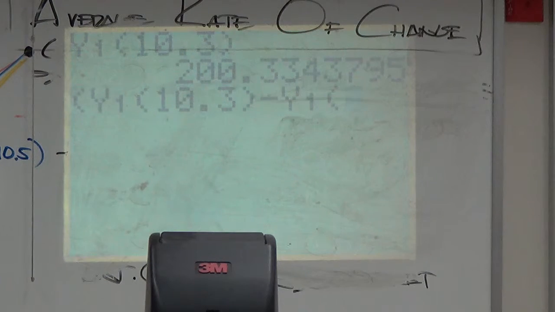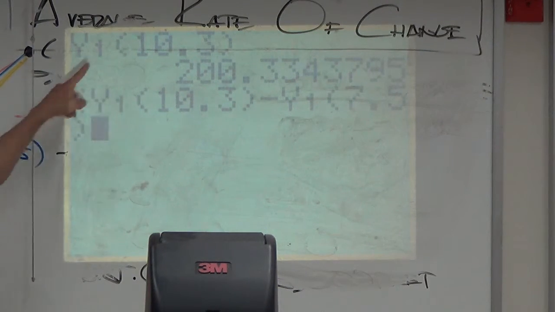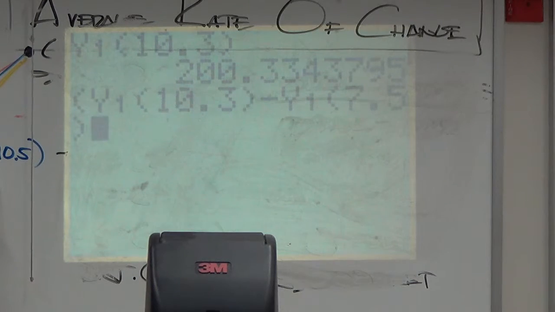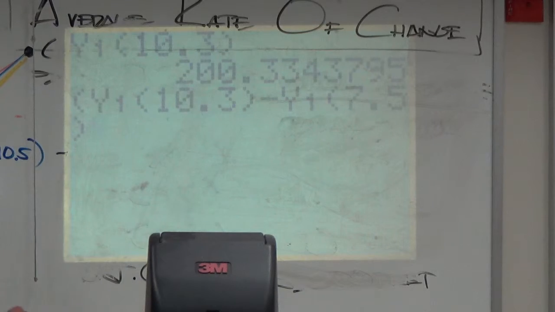Now, put in your second time, which in this case is 7.5. What this is doing is the same thing you do. It's subtracting the two Y values, at 10.3 seconds and at 7.5 seconds. It's doing it in symbolic form. I know you're questioning why I'm making you do this. Hold tight, I'll show you why momentarily. That's the top of the fraction, the slope fraction.